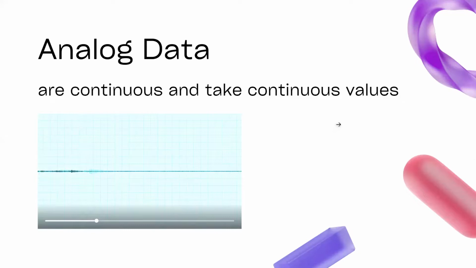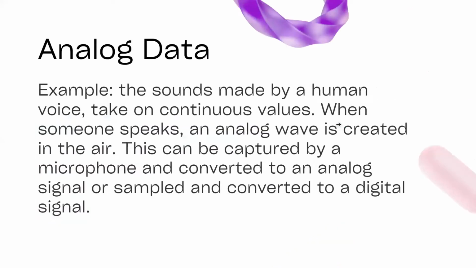Okay. And we know about the analog data example: the sounds made by a human voice take on continuous values. When someone speaks, an analog wave is created in the air. This can be captured by a microphone and converted to an analog signal, or sampled and converted to a digital signal. This is about analog data. So this is everything we talk about, everything we look at.